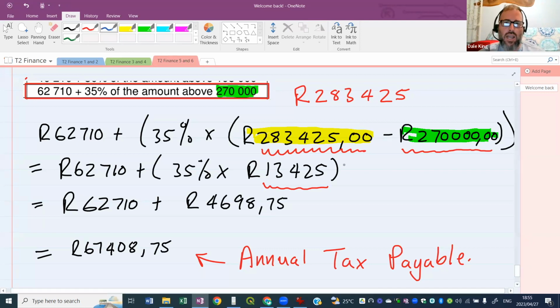So if I actually added 13,425 back up onto the 270,000, I would get this value again. Okay, so we're just trying to work out what is the difference between what he has as taxable income and the 270,000 they give us in the instruction. All right, does that make sense? Yes, sir. Thank you. All right, excellent.